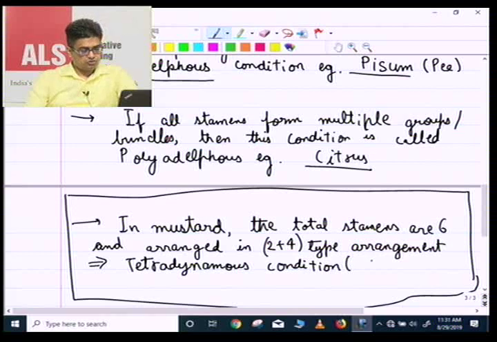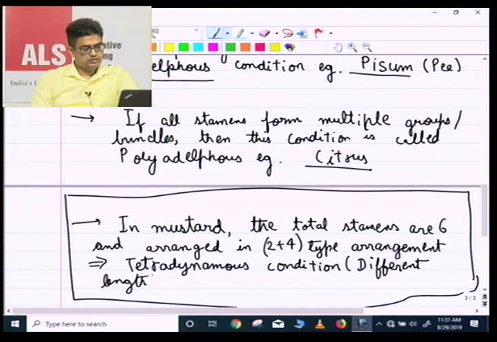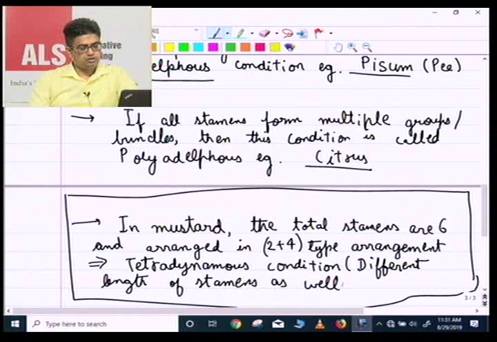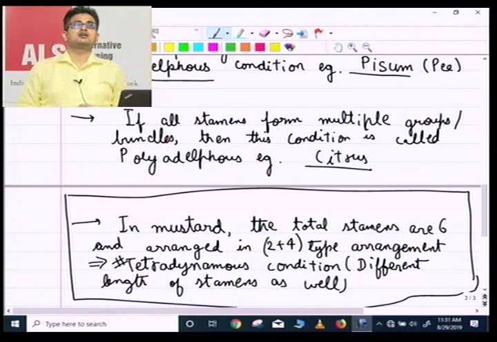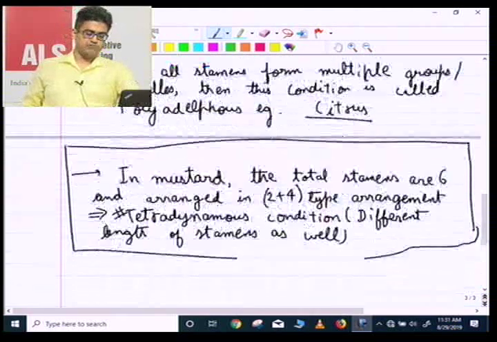In tetradynamous condition, I also write the different length of stamens as well. This is called tetradynamous condition. Please remember this. This is an important term. This condition has been mentioned, but the term is not written in NCERT. So this is very important. Questions like this have a high probability of coming.